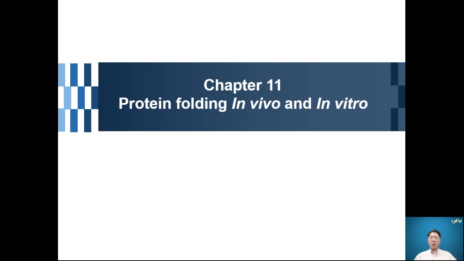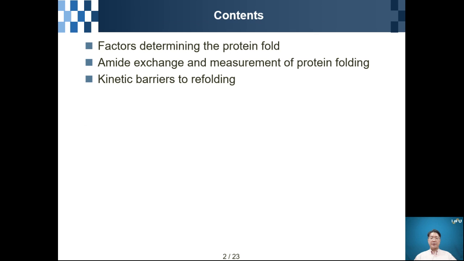So today we will learn chapter 11. Chapter 11 title is Protein Folding in Vivo and in vitro. Chapter 11 is composed of three subjects, starting from the factors determining the protein fold, and secondly the amide exchange and the measurement of protein folding. Finally, we will cover kinetic barrier to refolding.